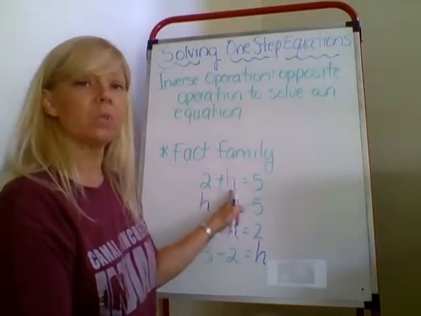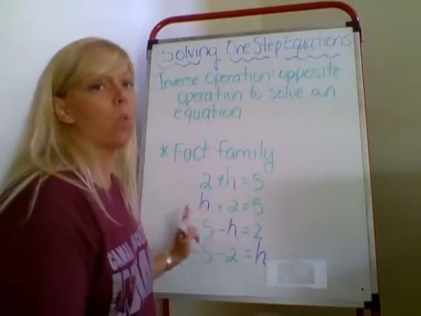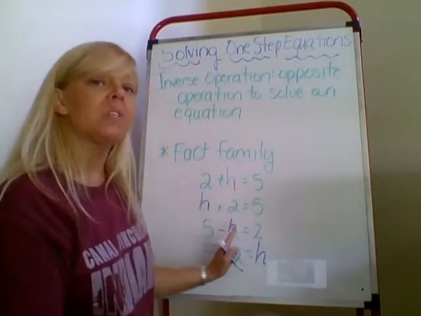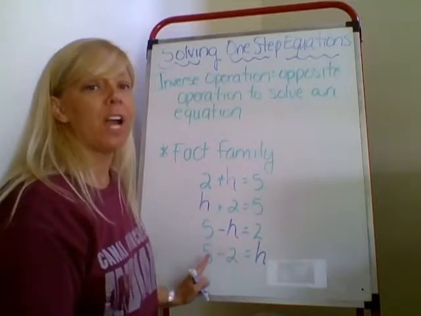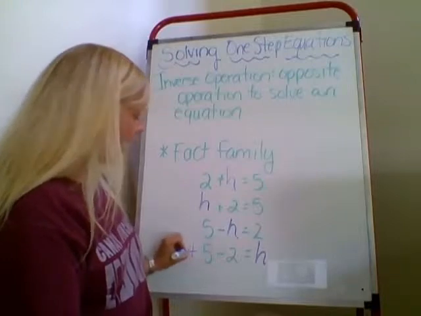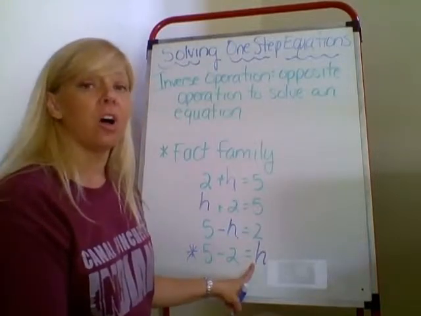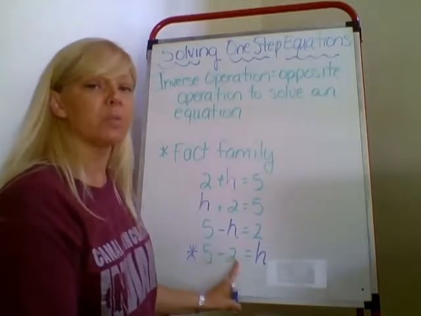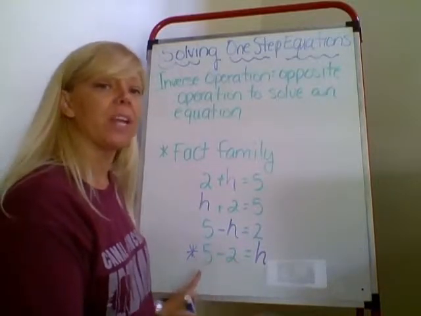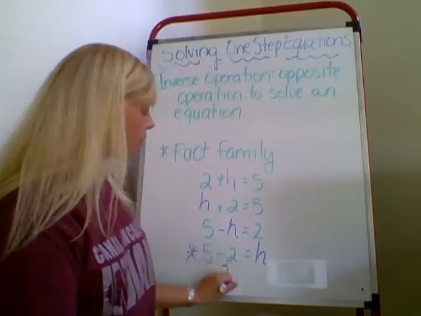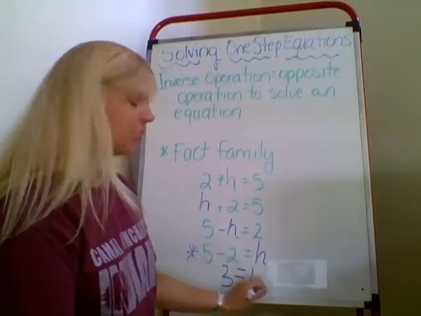So 2 plus what is 5 can be written as what plus 2 is 5, or 5 minus what is 2, or 5 minus 2 is h. Now, this is the one that I can actually use to solve for h. I know 5 minus 2, I can do this problem because these are both like terms, so 5 minus 2 is 3. So therefore, 3 is h.